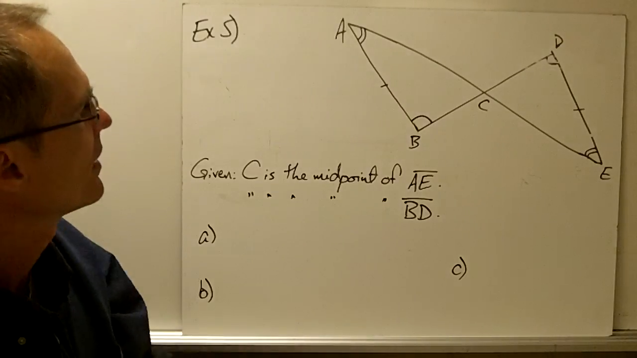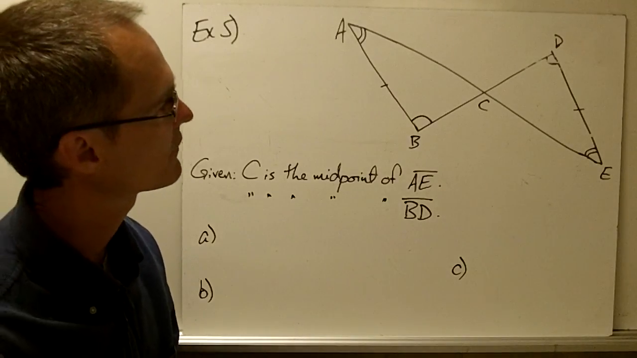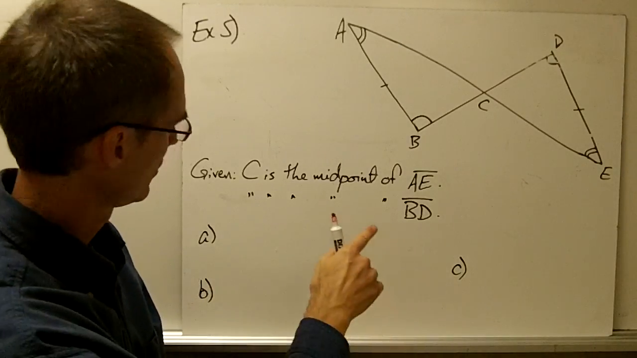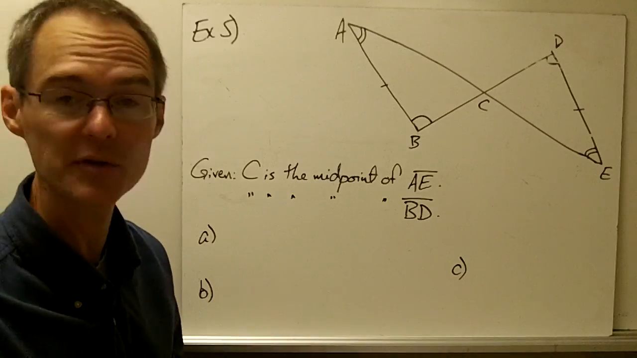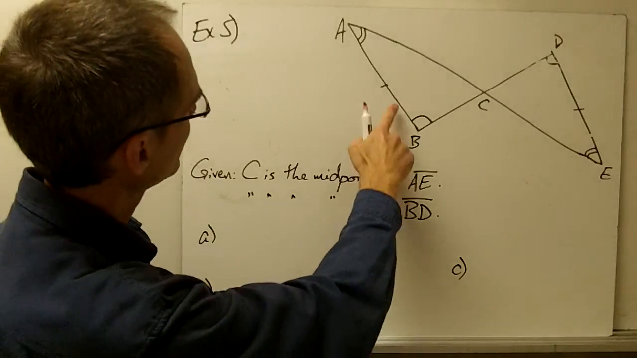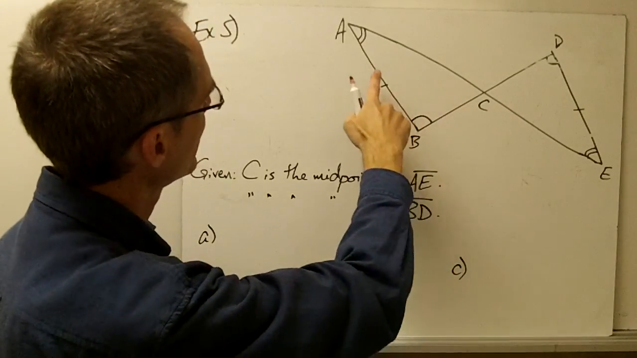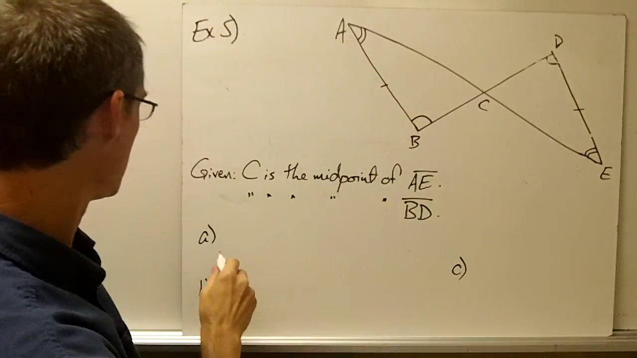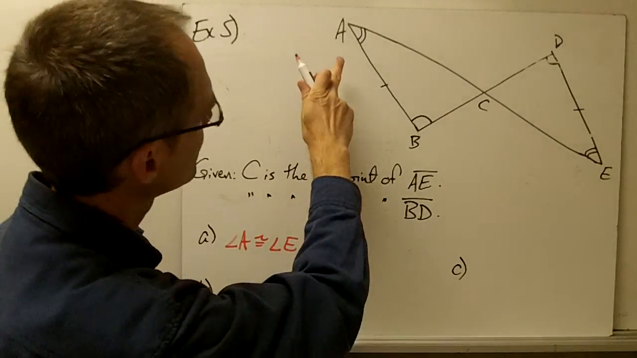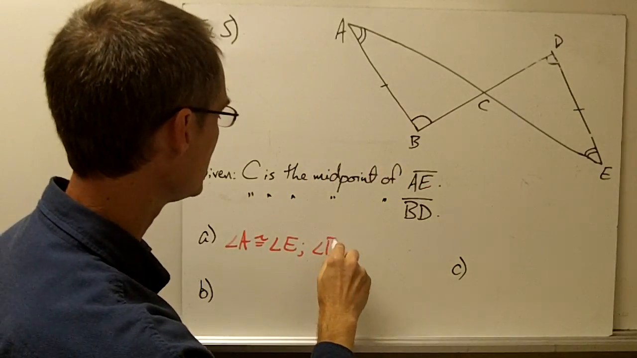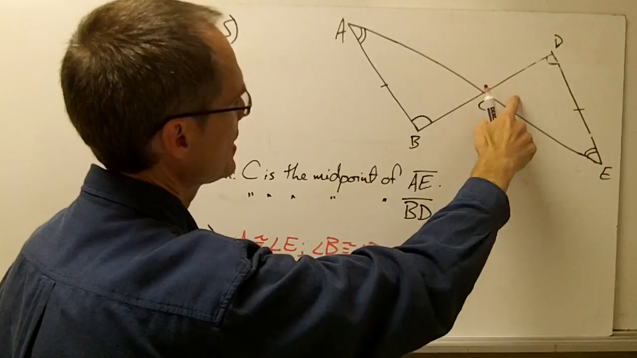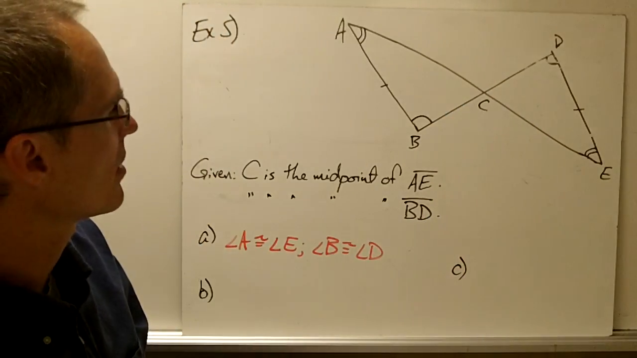Example number 5. Okay, now this one, at first glance it looks like we may have trouble, because if I go to list my corresponding angles, that is my congruent angles, it looks like I only have 2 pairs of congruent angles. I've got angle A and angle E are congruent. And I've got angle B and angle D are congruent.